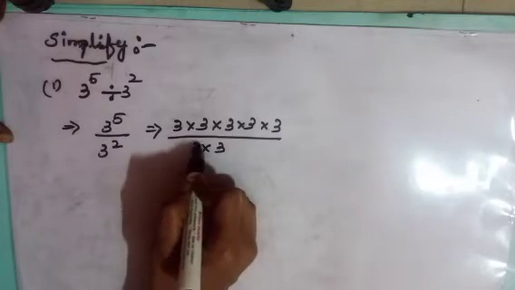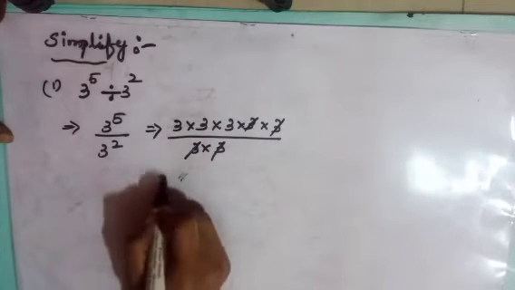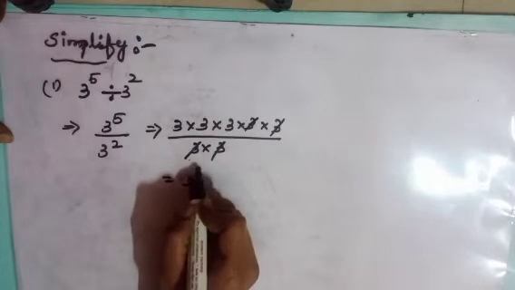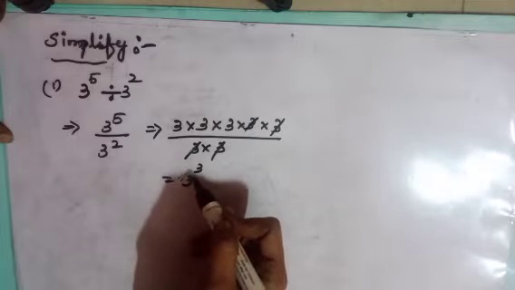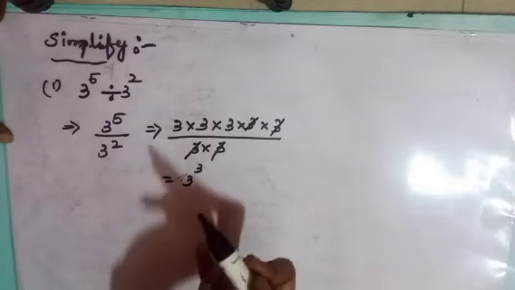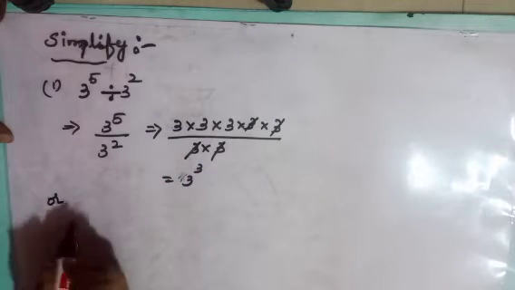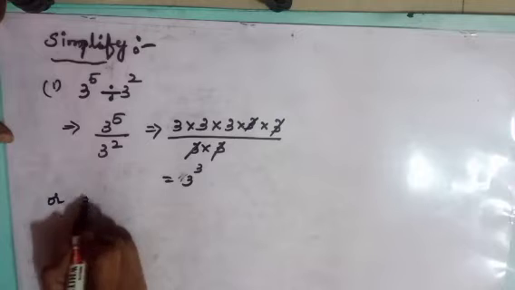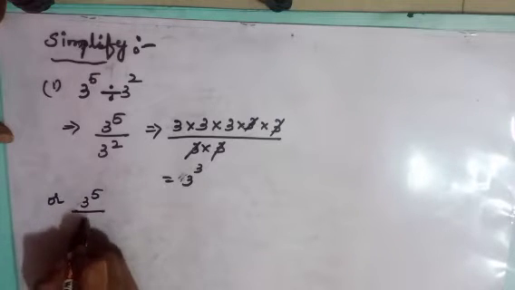So these 3s get cancelled, here also they get cancelled. So we are left with 3 to the power of 3. So we have to write it in the exponential form, that is 3 to the power of 3. In other words, we can solve it in another way also, that is how to divide 3 to the power of 5 by 3 square.